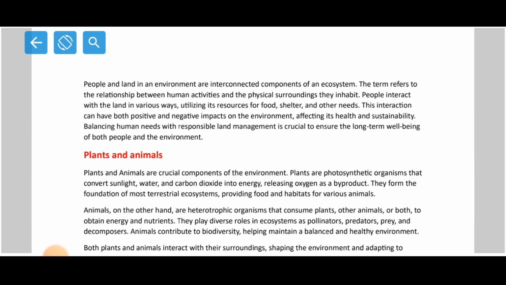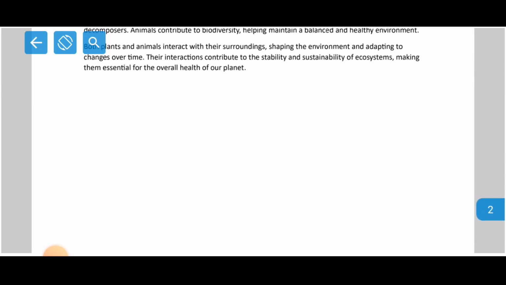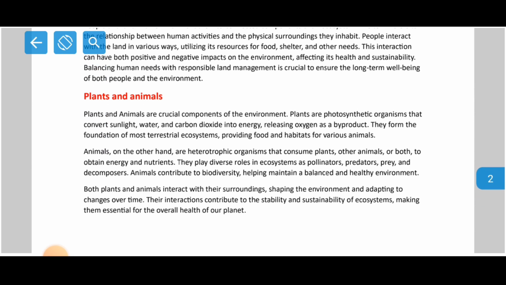However, if we are not able to adapt, or if we are not able to build a positive attitude, this may also result in human extinction in the long run, right? Now let us see plants and animals. I think this is the last topic, so let us see plants and animals.